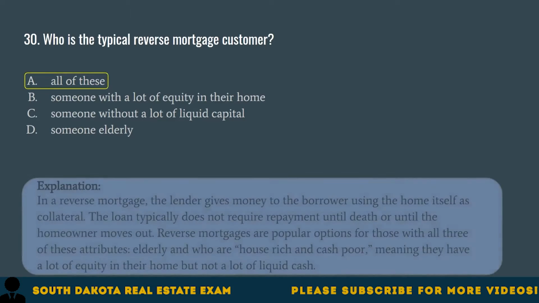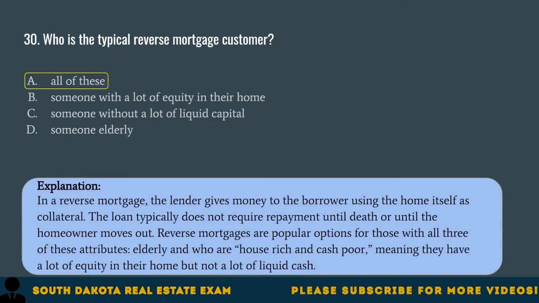All of these. In a reverse mortgage, the lender gives money to the borrower using the home itself as collateral. The loan typically does not require repayment until death or until the homeowner moves out. Reverse mortgages are popular options for those with all 3 of these attributes, elderly and who are house rich and cash poor, meaning they have a lot of equity in their home but not a lot of liquid cash.